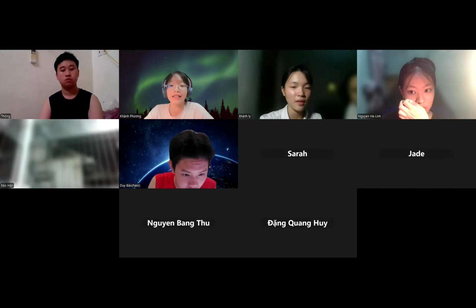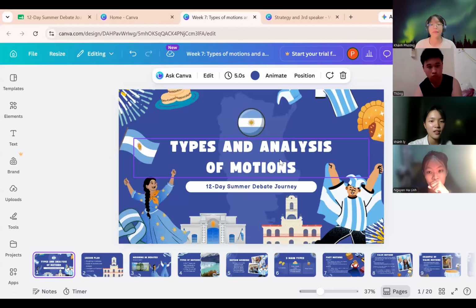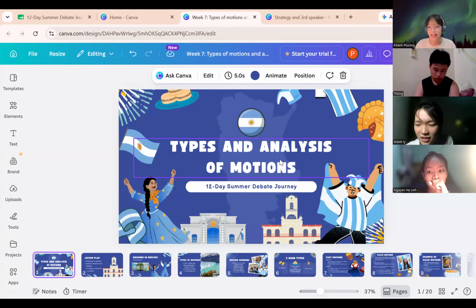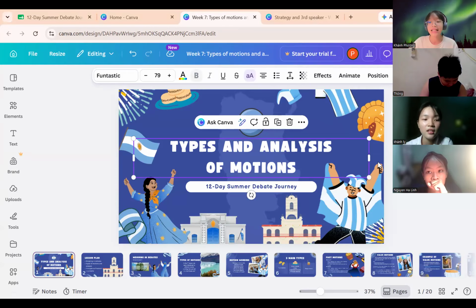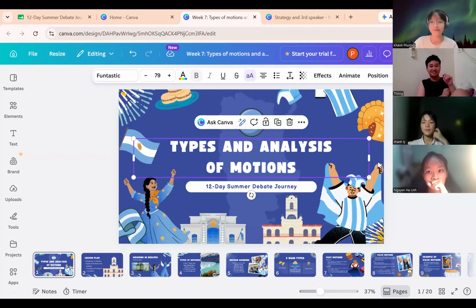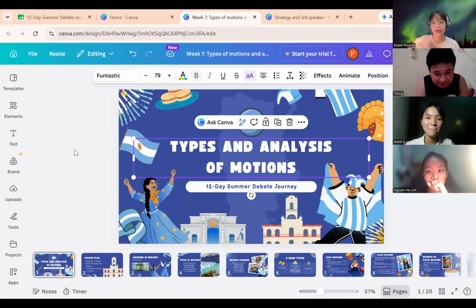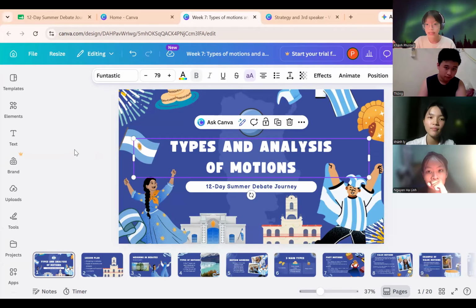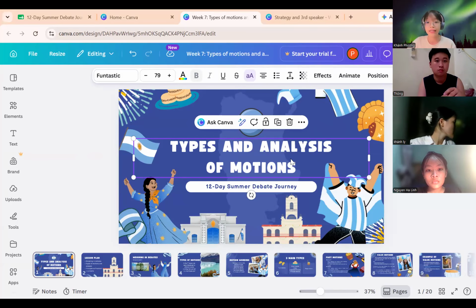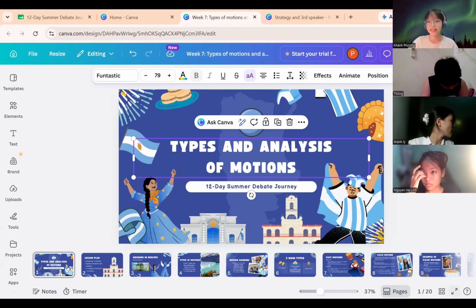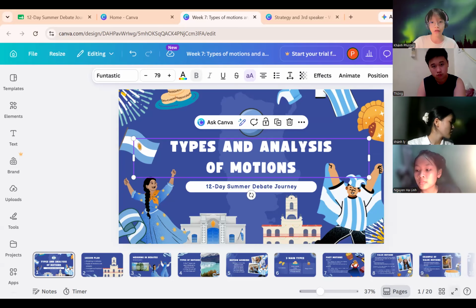So today what we're going to learn is on motion types, because for the first 6 weeks we have been learning on speaker roles. Today we're going to learn on types and analysis of motions. And then we have another 6 weeks. In the last 6 weeks, we're going to learn on different types of motions.